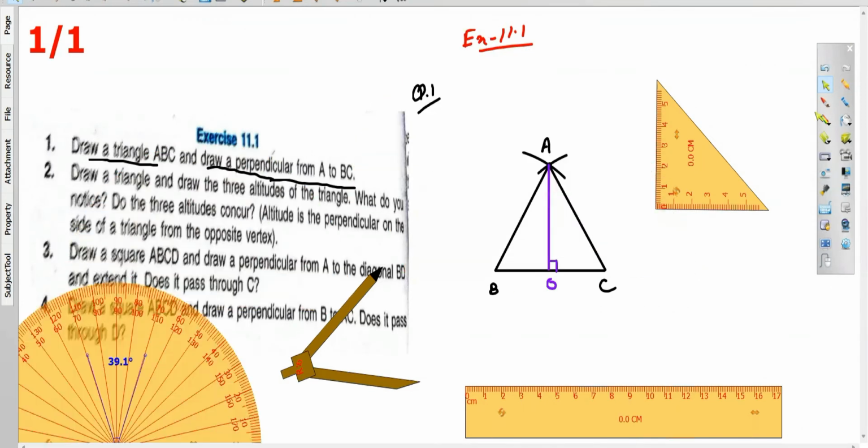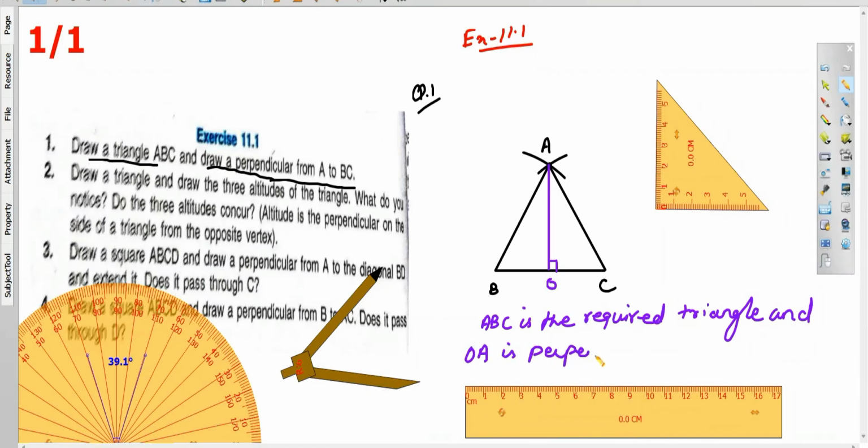So at last we'll write down ABC is the required triangle and OA is perpendicular from A to BC. Okay, so this is how we are going to do question number 1.